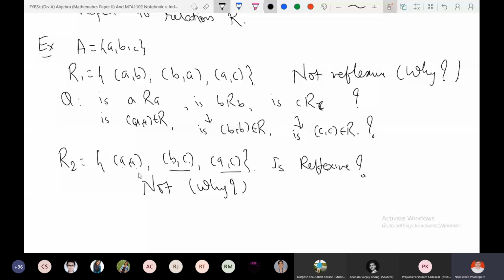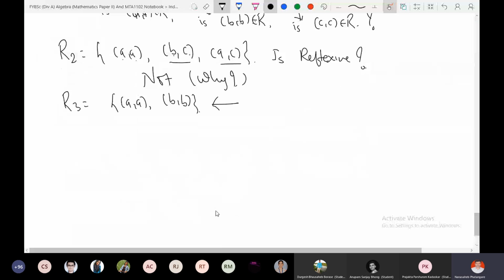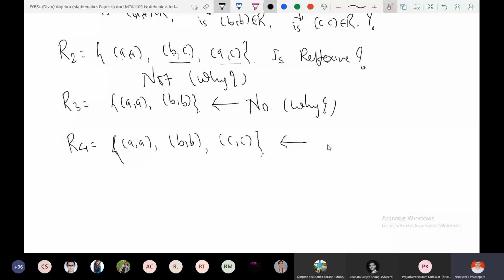So R3 is (A, A), (B, B). Is it reflexive? No, sir. Not reflexive, right? So what is the reason? Because C is not related to C, because each and every member of A must be related to itself, then only. Right, so now (A, A), (B, B), (C, C). Is it reflexive? Yes.